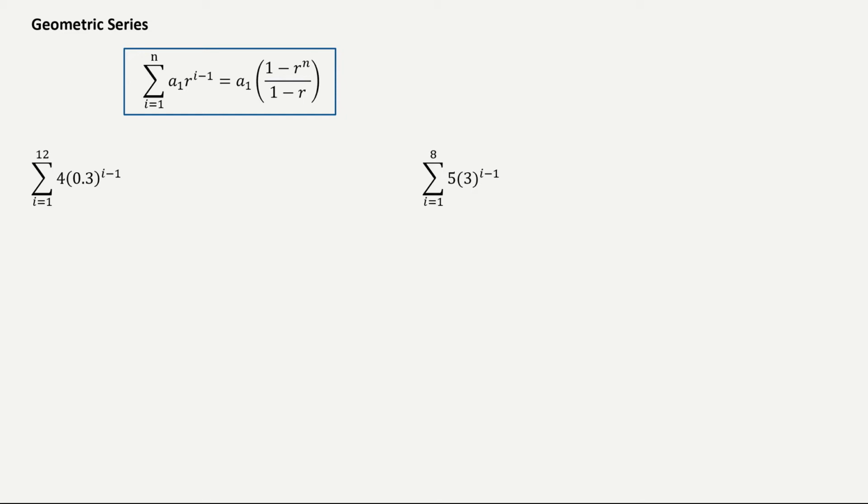Hello, in this video we're going to look at how to find the sum of geometric series. A geometric series is when you take the terms of a geometric sequence and add them all together. We're going to look at this in terms of summation notation, so being able to recognize that something in summation notation is in fact a geometric sequence, and then we can find the sum of it.